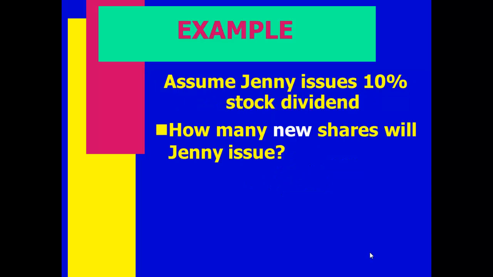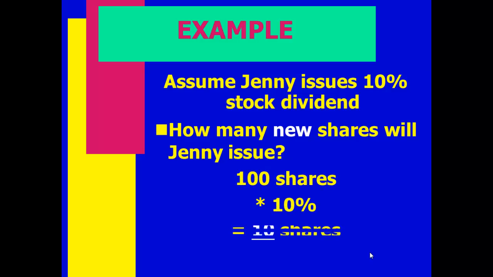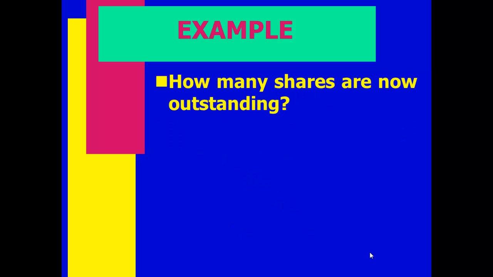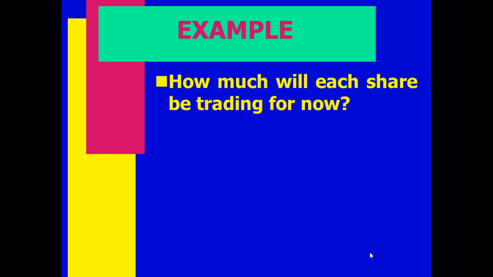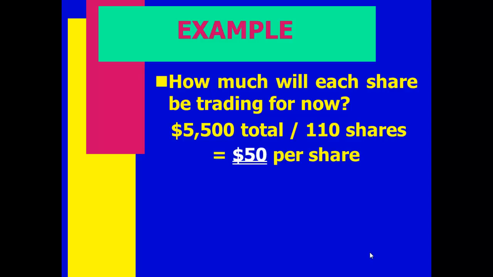How many new shares are we going to issue? Well, how many did we have before? 100. 10% of that says I'm now going to have 10 new shares. How many shares are outstanding in total now? 110. We had 100, 10 more. There are now 110 shares outstanding. Well, has the net worth of my company changed? Am I worth any more or any less? No. I am still worth $5,500, right? But now ownership of my company is divided among how many shares? 110. So each share of my stock right now would, instead of trading for $55, now be trading for $50.